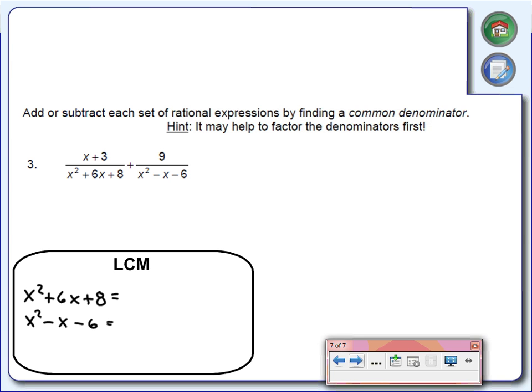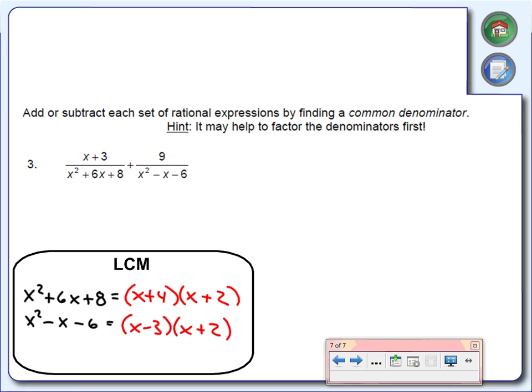Let's see how you're doing. The first one, x squared plus 6x plus 8. Anybody find the factors yet? X plus 4. Very good. Those are the factors. The next one here, x squared minus x minus 6. We also need the factors there. And what were those factors? X minus 3 and x plus 2.